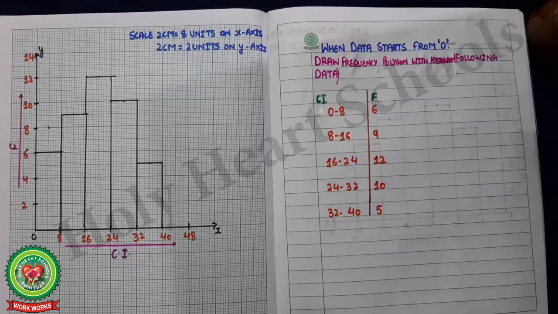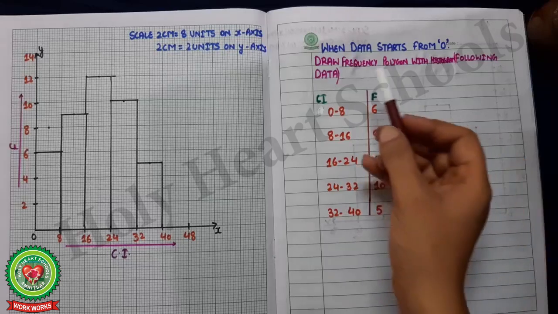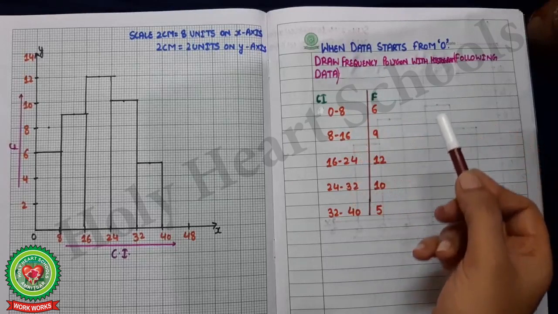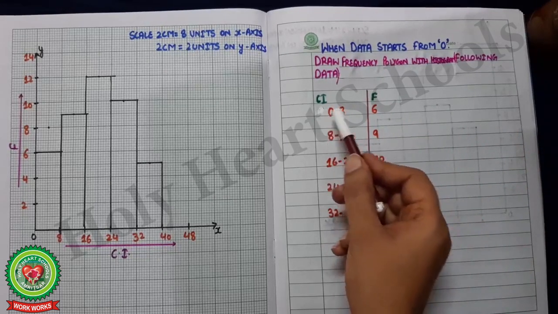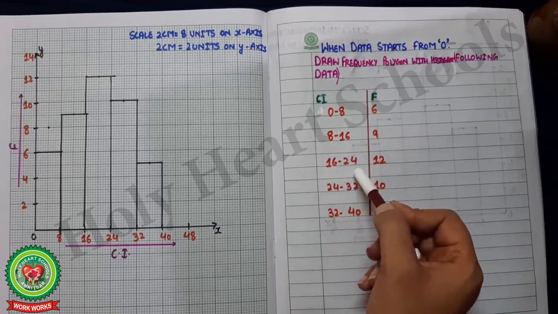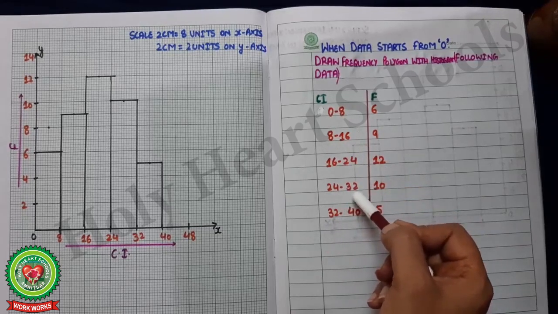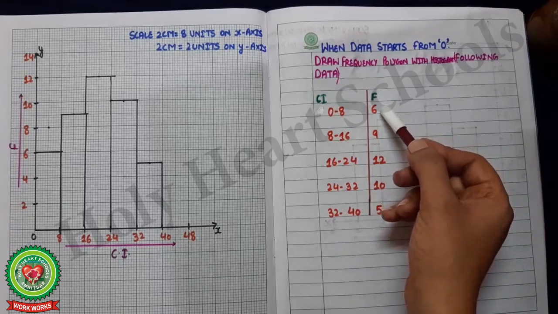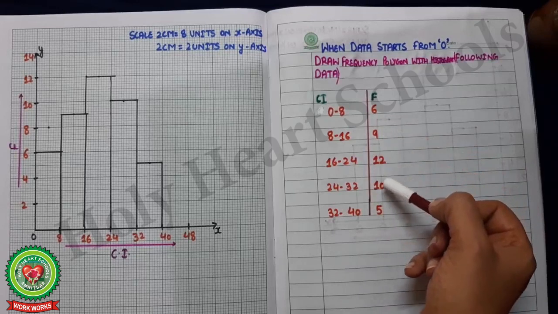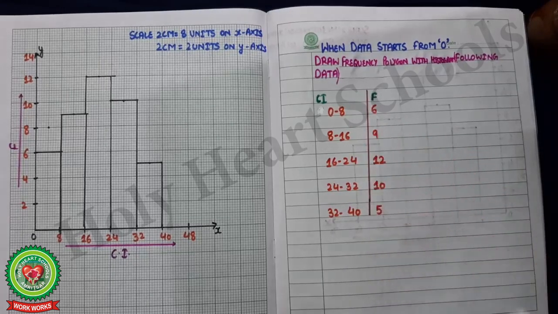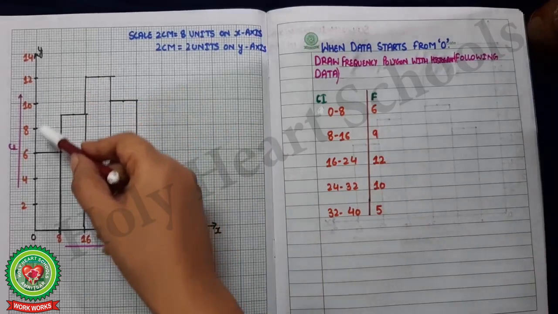Students, see the statement. Statement number 1 is draw frequency polygon with histogram by using following data. Data is class interval 0 till 8, 8 till 16, 16 till 24, 24 till 32, 32 till 40. And the corresponding frequency is 6, 9, 12, 10 and 5. Now children, by using this data, we will draw frequency polygon using histogram. First of all, we will draw histogram.